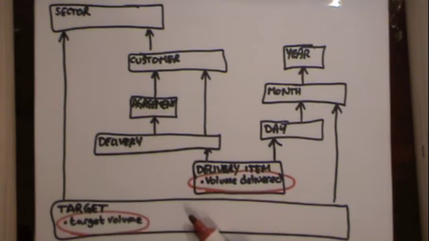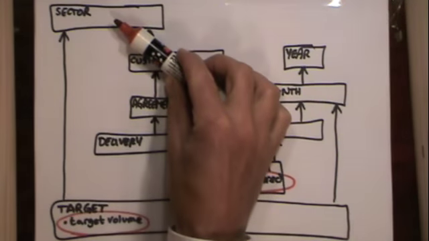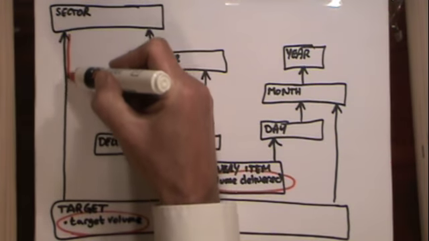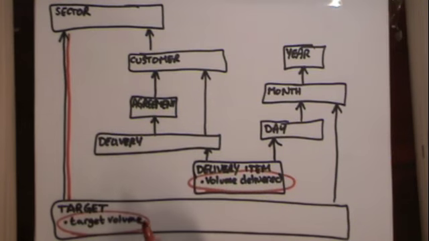If you look at the model, what we're saying here is that each target must be for one and only one sector. So immediately we can summarize the target volume by sector using this relationship here. When it comes to the actual, in order to compare the actual against the target volume for a given sector, however, it's a little bit more difficult, because here we've got two ways of getting the answer, if you like.